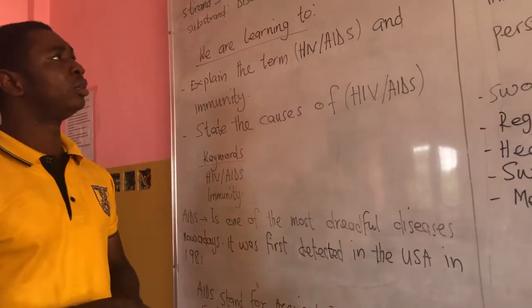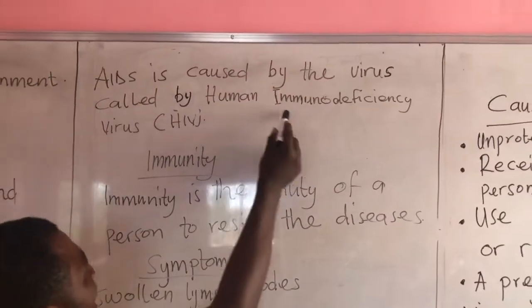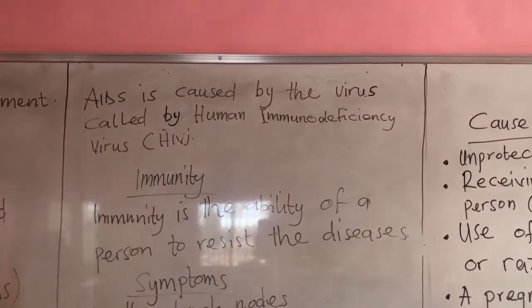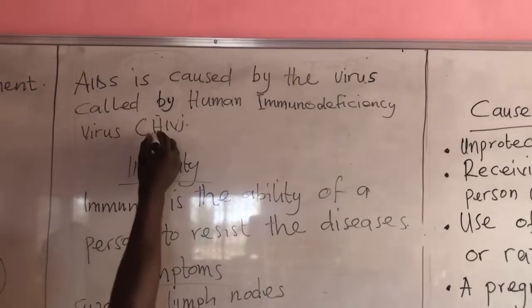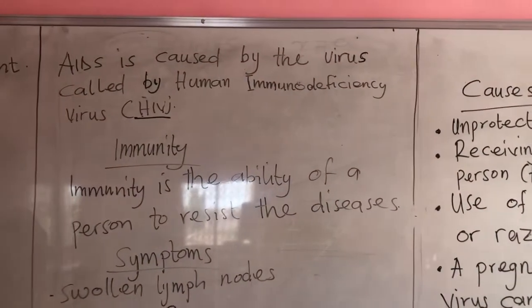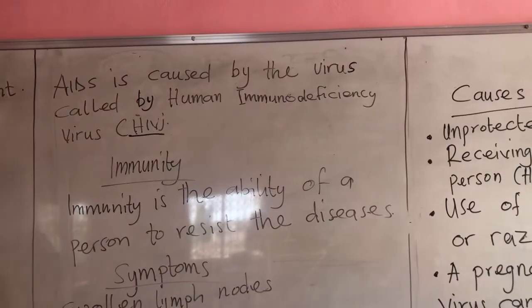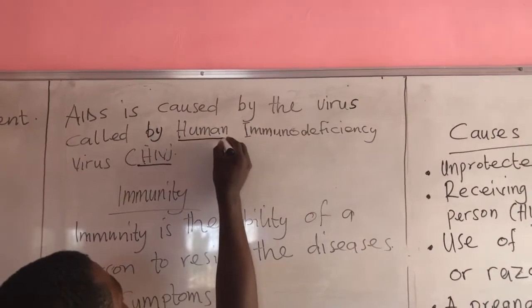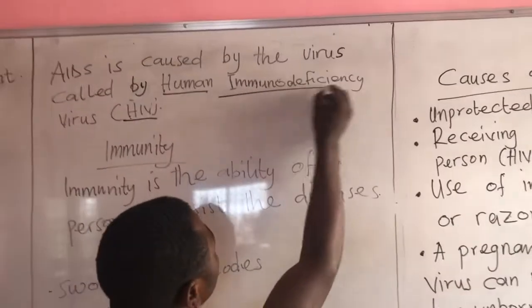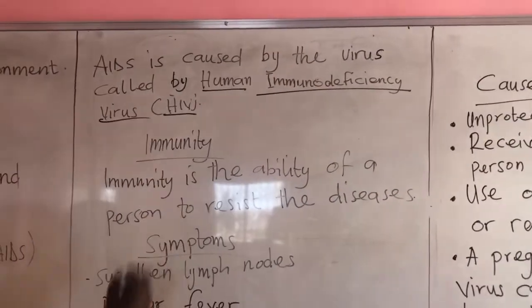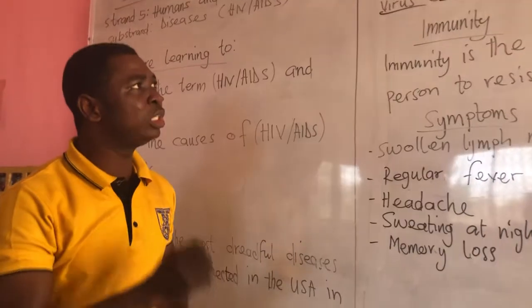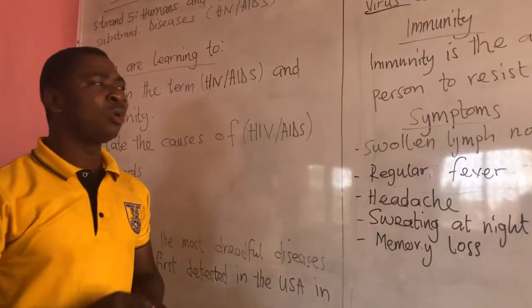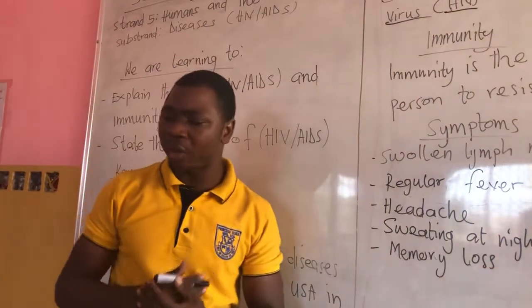AIDS is caused by the virus called human immunodeficiency virus. So the word HIV is a virus that causes AIDS. The H means human, the I means immunodeficiency, and the V means virus. So HIV simply means human immunodeficiency virus.